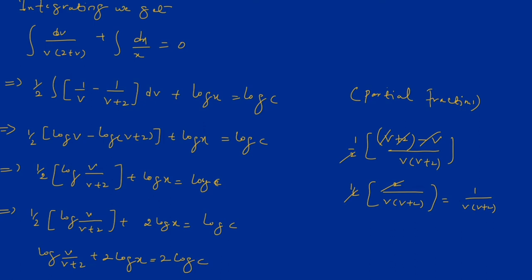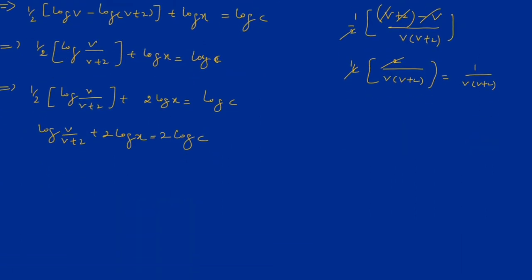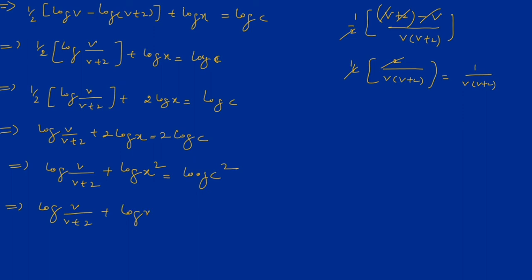So now, this implies log of v upon (v plus 2), and this 2 log x can be written, by using the logarithm property, as log x square, which is equal to log c square here also, right? So now, this implies log of v upon (v plus 2) x square equals log k, where k is c square, right?